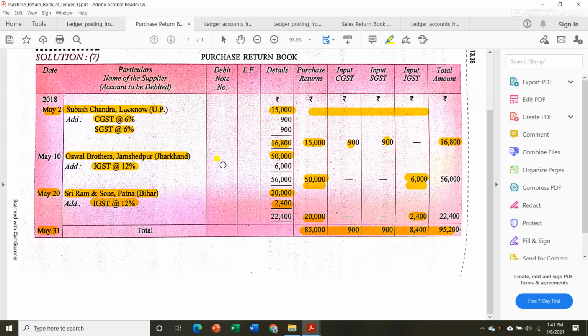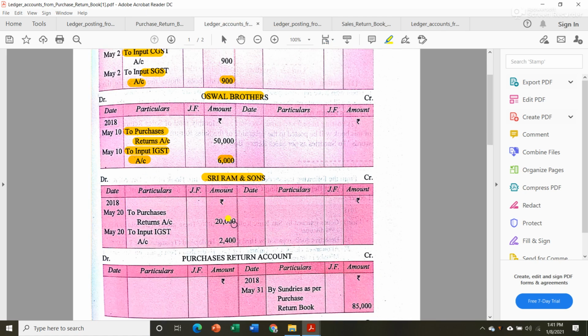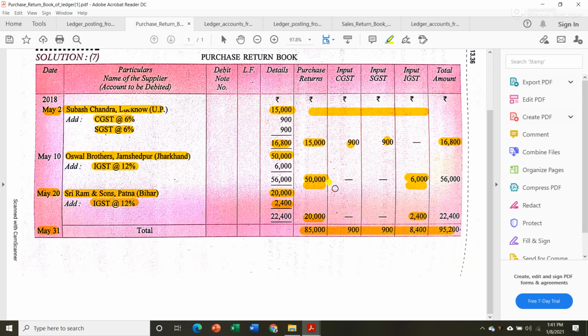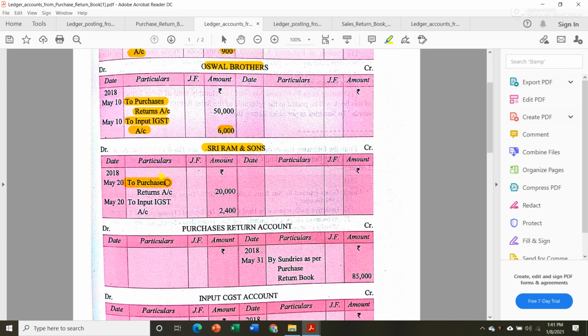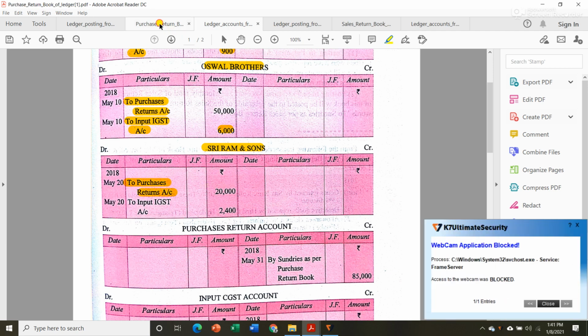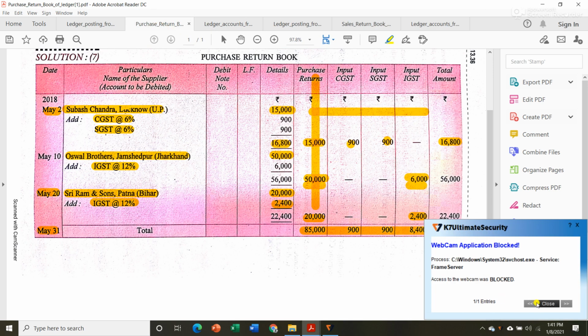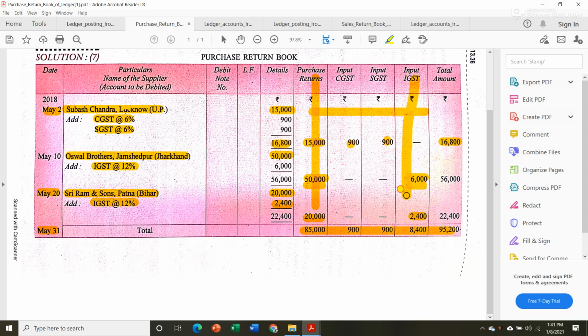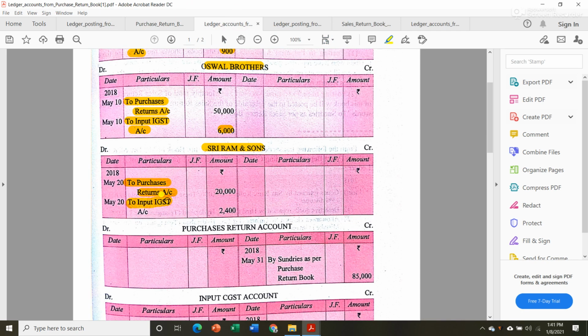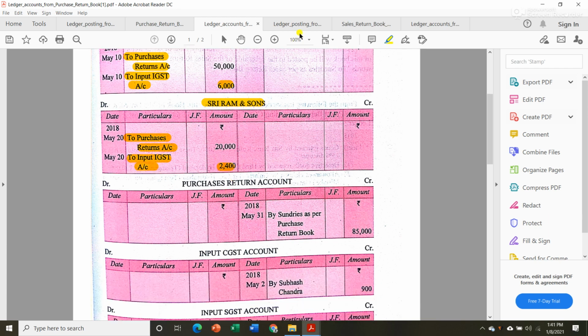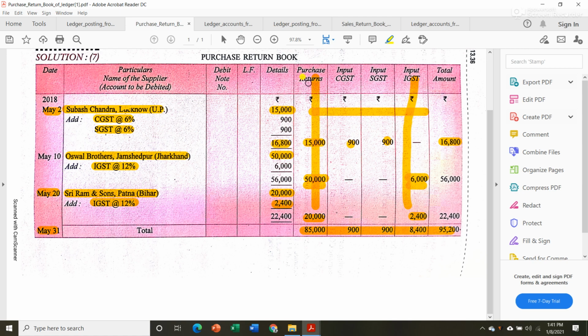Similarly, next we have Shri Ram and Sons, so in the Shri Ram and Sons account, first amount is appearing in purchase return column 20,000, so we will write here to purchases return account 20,000. Then next amount is appearing in the input IGST column, that is 2,400, so we will write to input IGST account 2,400. Finish.